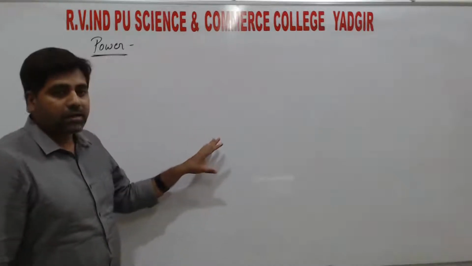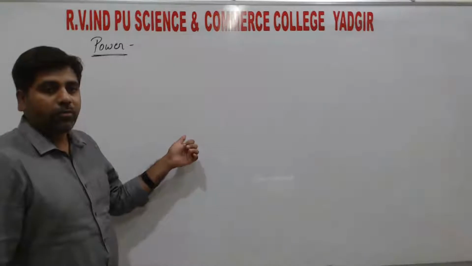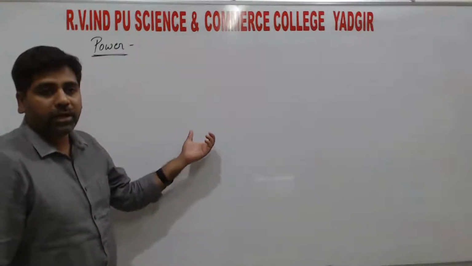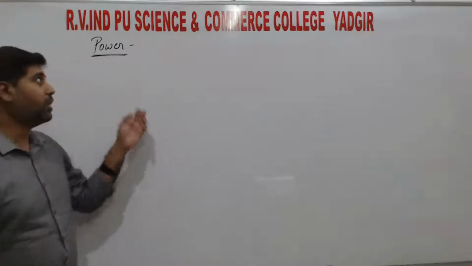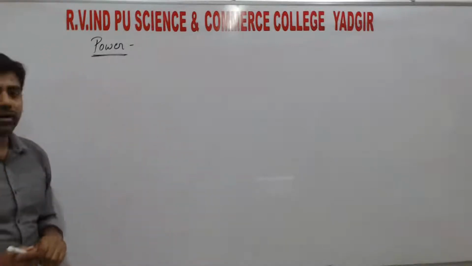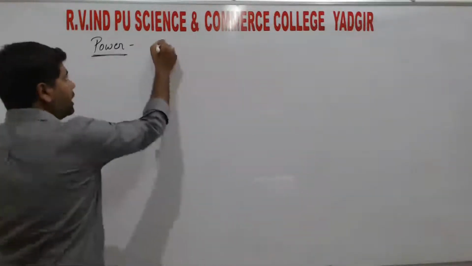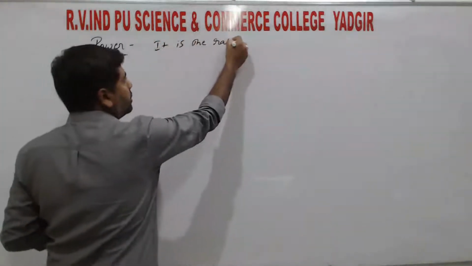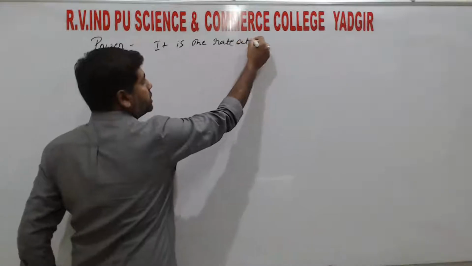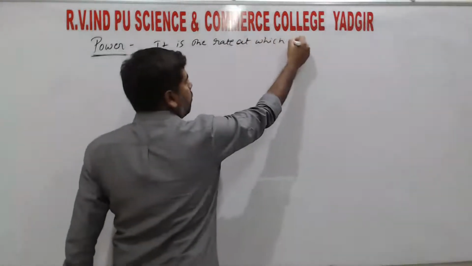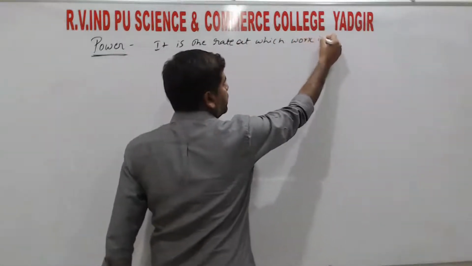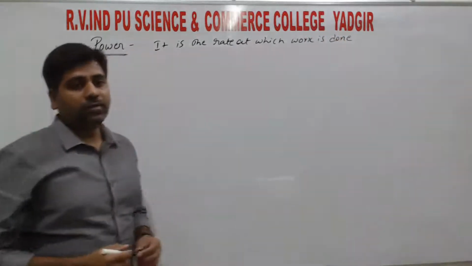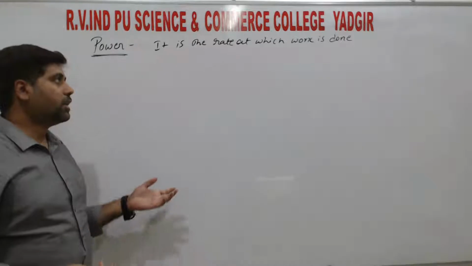So work is being done, and we are measuring how much work is done with respect to time. How much work is done in how much time, that we call as the power, right? So power is defined as it is the rate at which work is done, right? So this is by using the relation work.